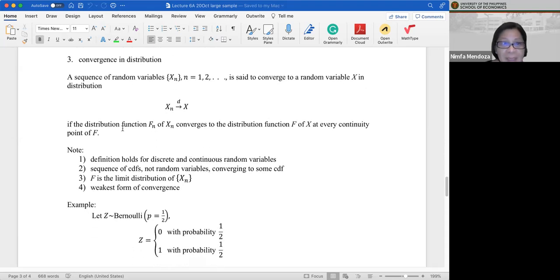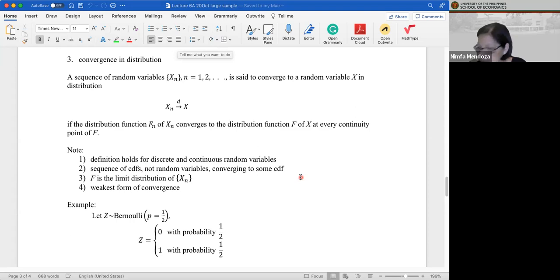So we have convergence in distribution if the distribution function of X sub n converges to the distribution function of X at every continuity point of F. So this definition holds for discrete and continuous random variables. And note that it is not the sequence of random variables that will be converging, but the sequence of CDFs converging to some CDF.